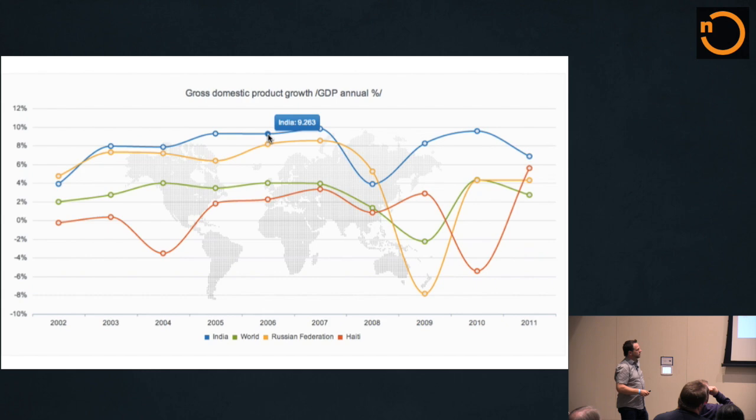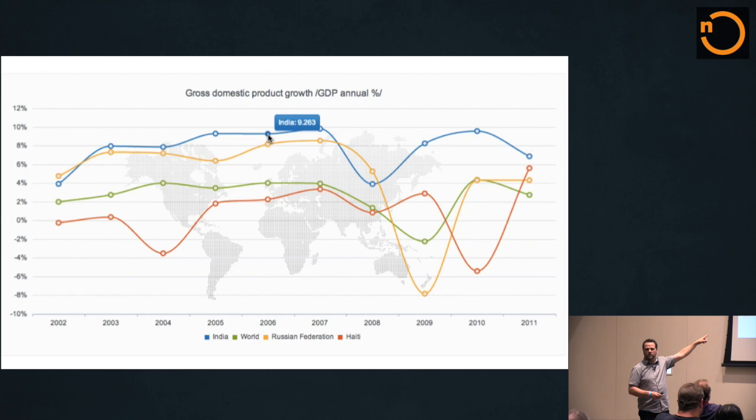So India compared to the Russian Federation in 2009 for gross domestic product growth. I see some of you making your straws really big. That's cheating. Keep your straws small. How difficult is that to do? That's difficult, right? How do you know which one is India and which one is the Russian Federation?